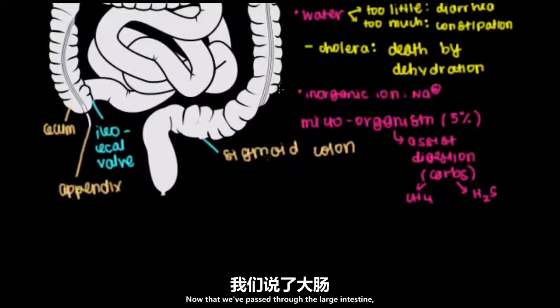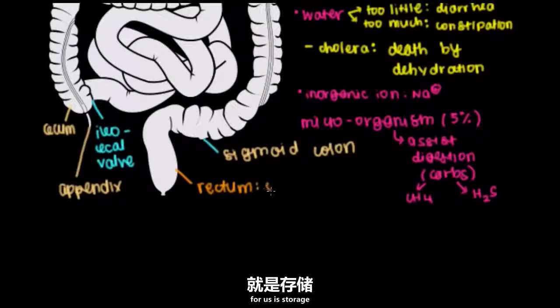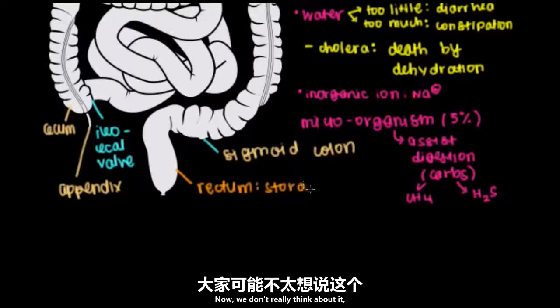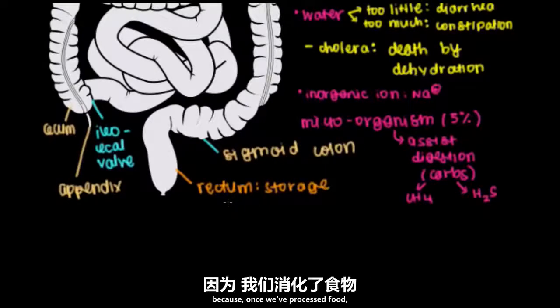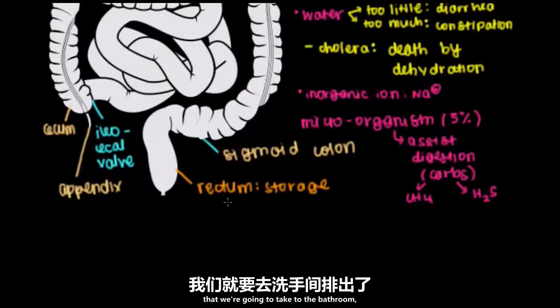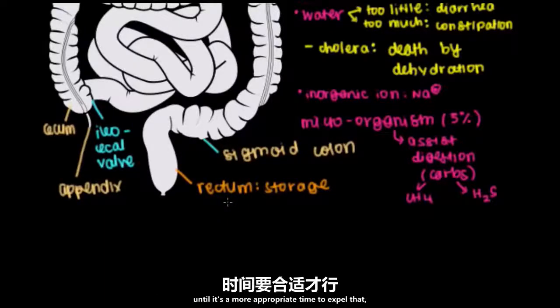Let's talk about the last part of our GI tract finally. Now that we've passed through the large intestine, the next place we're going to go is the rectum. The rectum isn't responsible for any absorption or any breakdown. The main thing that the rectum accomplishes for us is storage. We don't really think about it, but this is actually a very important part of our GI tract, because once we've processed food and taken out all the water and finally produced a waste product that we're going to take to the bathroom, we don't want it to come out right away, right? You want to hold on to it until it's a more appropriate time to expel that. And the rectum is key for this because it's going to hold on to stool until it's an appropriate time to get to the bathroom.